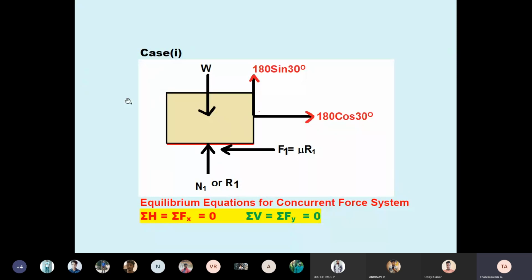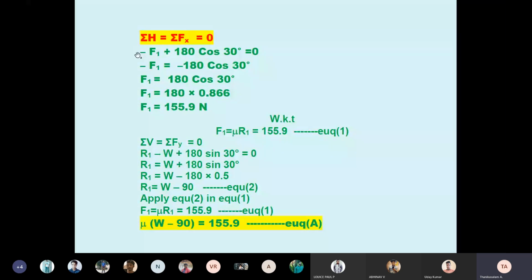Just think of all the forces meeting at a common point. That gives summation H equals 0 and summation V equals 0. What are the horizontal forces? F1 goes to the left side, therefore minus F1 plus 180 cos 30 equals 0. Therefore minus F1 equals minus 180 cos 30, the minus signs cancel, so F1 equals 180 cos 30. The cos 30 value is 0.866, so multiplying with 180, F1 equals 155.9 Newton.